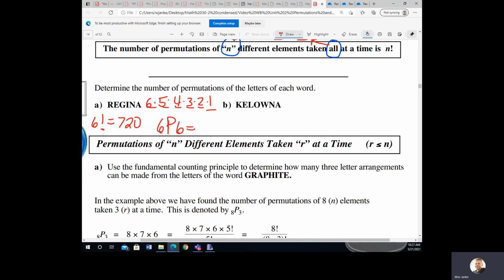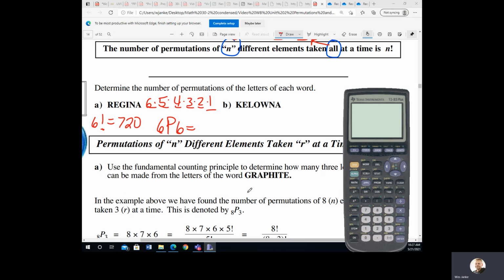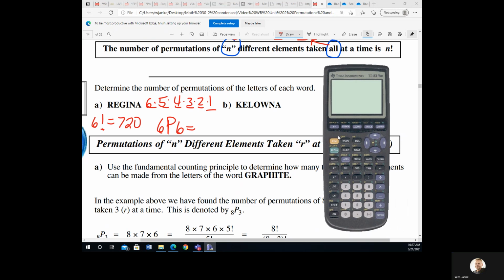I'll show you how to do this on the calculator now. So first you put in the 6, the number that's in front of the P. Then you go to math and go over to PRB, probability. This time you go down to number 2, nPr. Press enter. And then you have 6, pick, permutation, and then put your other 6. And then press enter, and you get 720.